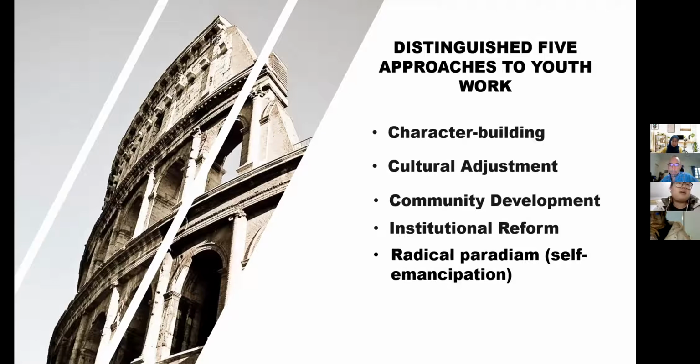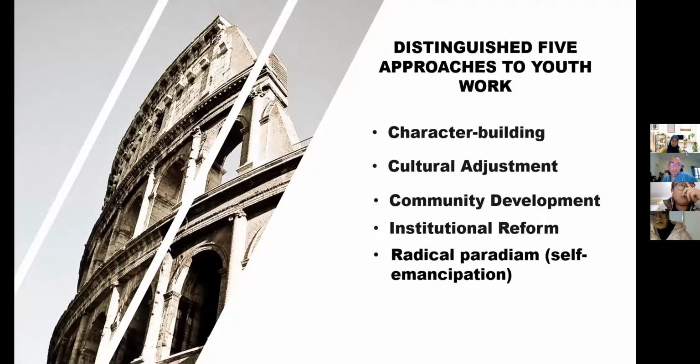They draw upon the sociology of education and distinguished 5 approaches to youth work, which are named character building, cultural adjustment, community development, institutional reform, and radical paradigm, meaning self-emancipation. Actually, this was very influential in the UK until the 1990s and influenced the language and the terminology of several subsequent models.